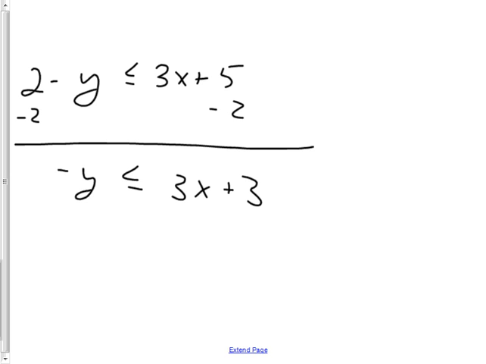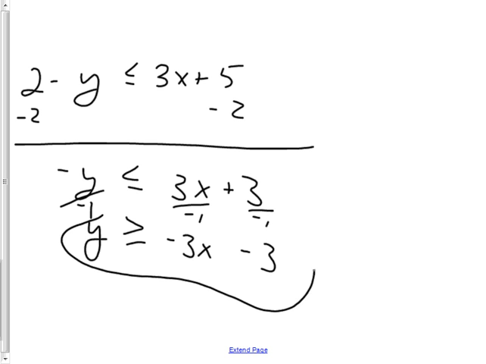Now I divide by a negative. If I divide by negative 1 here, I'm going to change all the signs. Negative y becomes positive y. This becomes negative 3x, and this becomes negative 3. And I divided by negative 1 on every term to make that happen. Then the sign has to switch to greater than or equal to. So y is greater than or equal to.